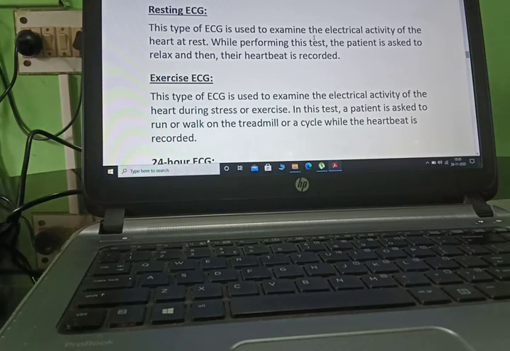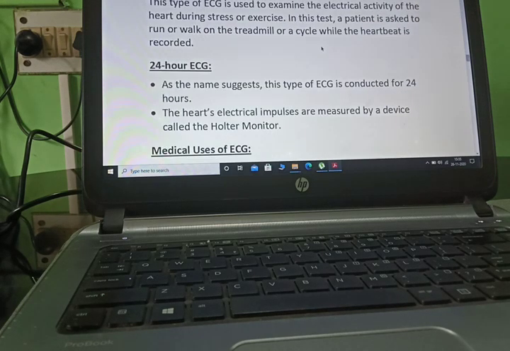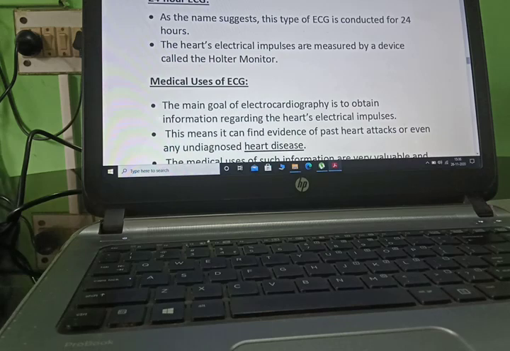We are starting with resting ECG. This type of ECG is used to examine the electrical activity of the heart at rest. While performing this test, the patient is asked to relax and then the heartbeat is recorded. Exercise ECG. This type of ECG is used to examine the electrical activity of the heart during stress or exercise. In this test, a patient is asked to run or walk on the treadmill or a cycle while the heartbeat is recorded. 24-hour ECG. As the name suggests, this type of ECG is conducted for 24 hours. The heart's electrical impulses are measured by a device called the Holter monitor.